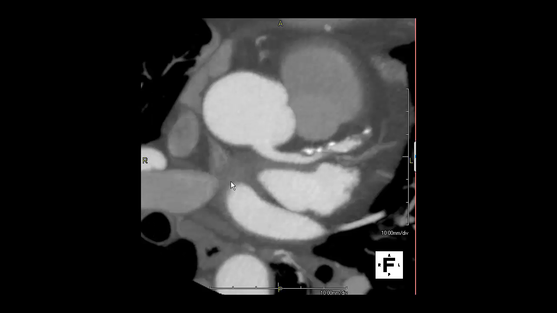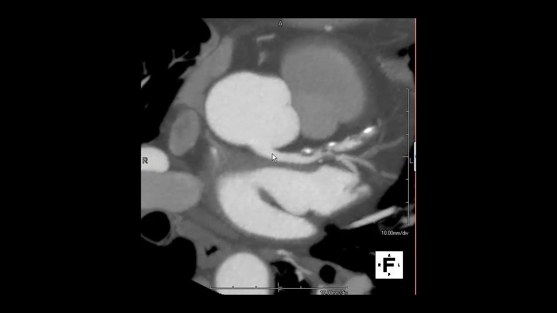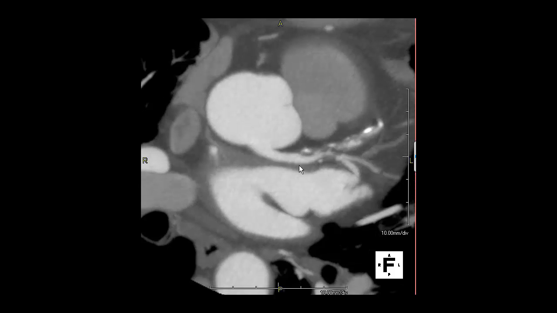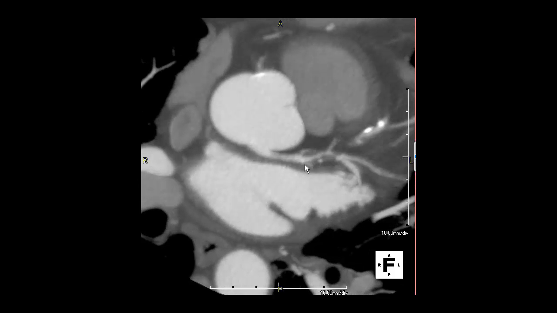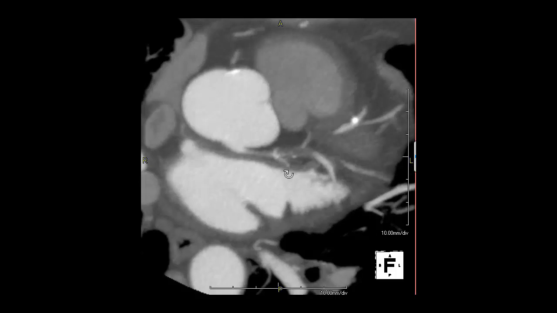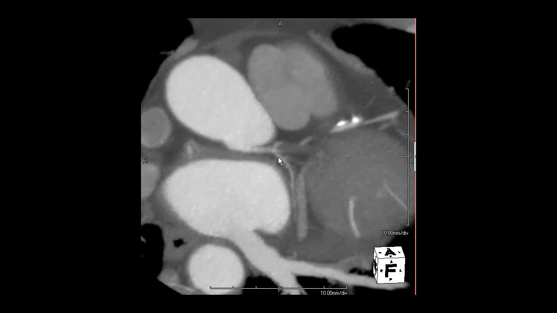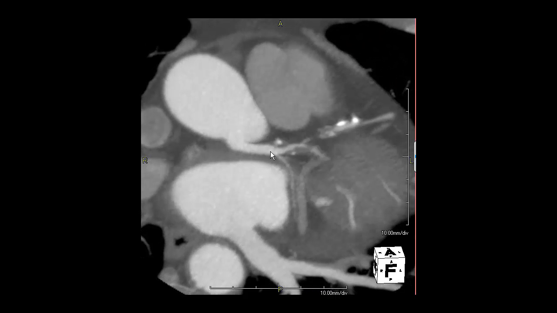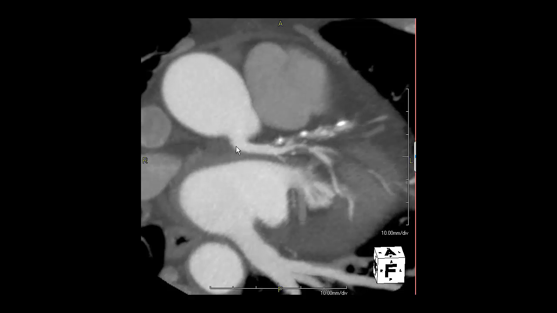We now review the coronary artery anatomy. This is the left main. It appears to be normal. The distal end of the left main occurs at approximately this site, where we see a takeoff of a very small left circumflex. So the body of the left main appears to be normal.